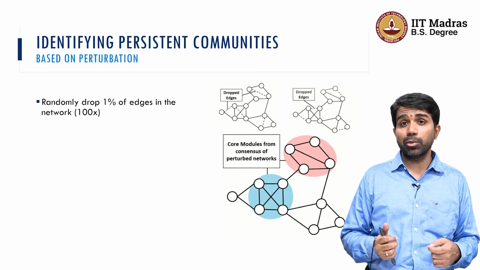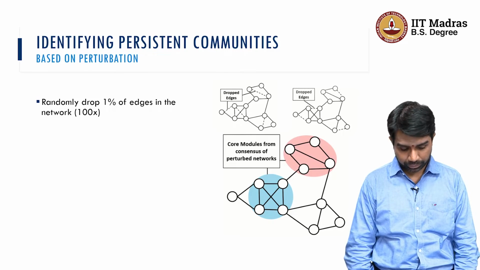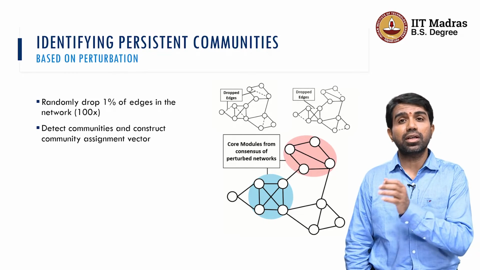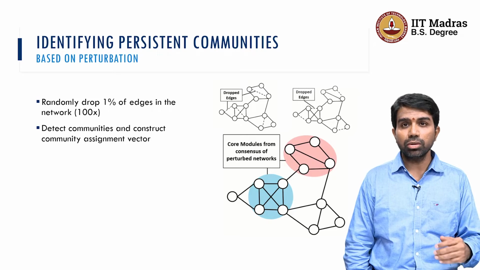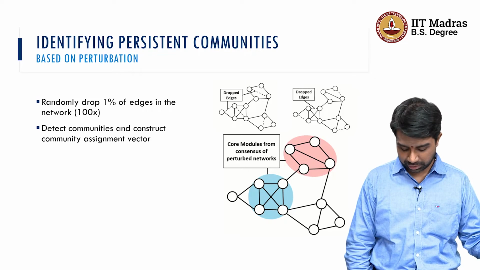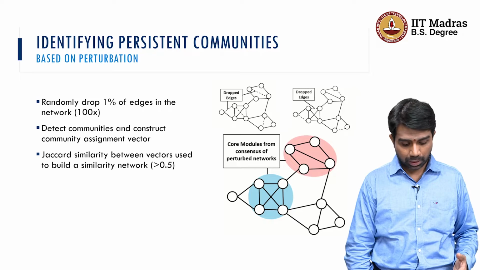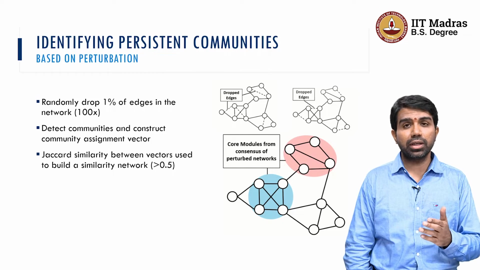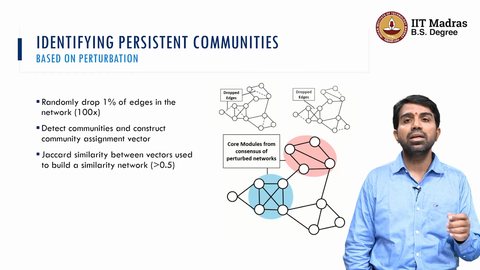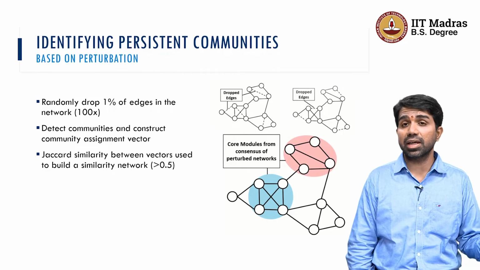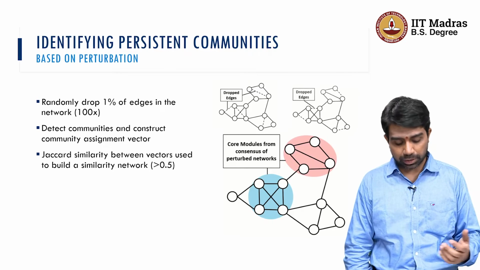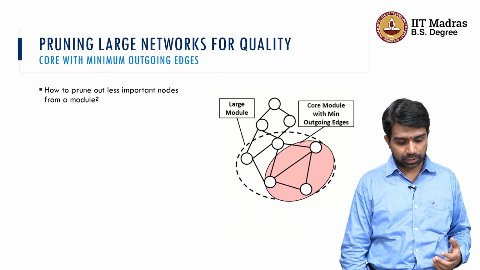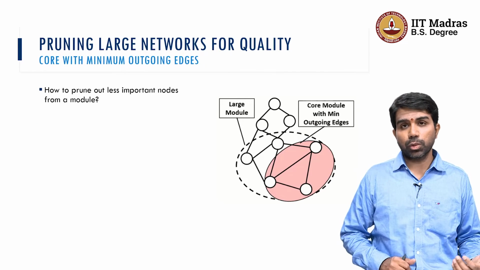Now let's identify communities in these resulting networks. You perform community detection on these networks, and you have 100 different community assignments from a few different algorithms we talked about in the previous slide. Again, use Jaccard similarity between these differing community assignments. You would imagine that they will differ slightly simply because of the changes in connectivity from the original network to the perturbed network, and again perform modularity maximization on the resulting network. And that was one of the approaches.